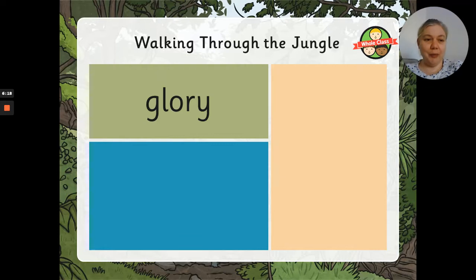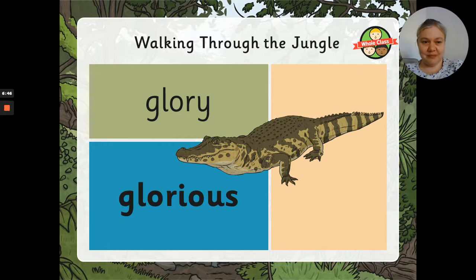Okay, so let's have a go. Before you go off to do today's spelling activity, I want you to have a look at these words. So the word is glory. Okay, so how am I going to add the OUS suffix onto the end of the word glory? Well, you can see the word ends in a Y, but the letter before it is a consonant. So think about the rule. I need to change the Y for an I to make the word glorious.